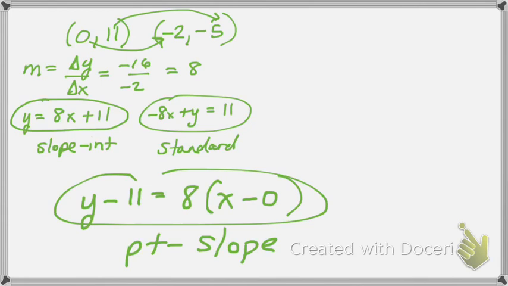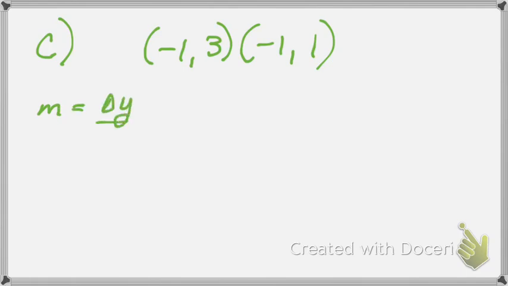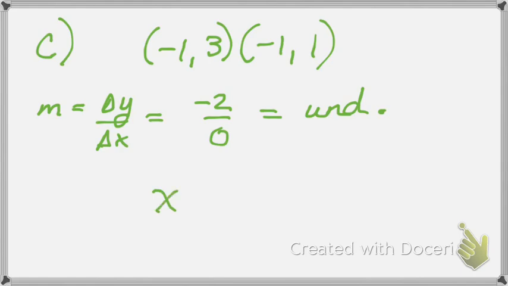Okay, what if I gave you this? This is example 3C. If I gave you the points -1, 3 and -1, 1. The slope would be -2 over 0, which is undefined. So my slope is undefined. What type of line should this be? Vertical. And you've been asked to write the equation for the line. So it's going to be x equals -2.